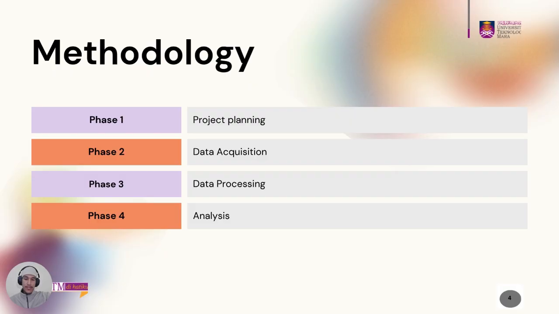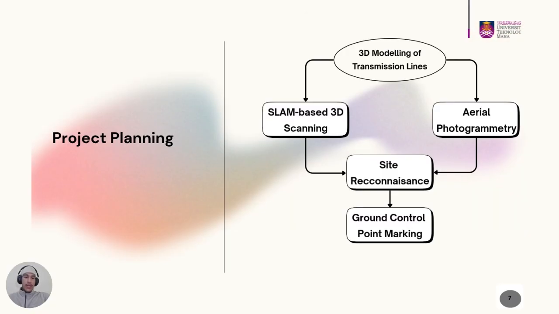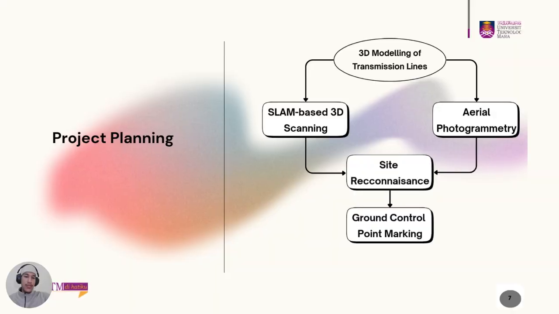The methodology of this research consists of four main phases. The first phase is project planning, where site reconnaissance, planning, and preparation activities were conducted. The second phase is data acquisition, where both ground-based SLAM scanning and aerial photogrammetry data were collected. The third phase involved data processing to generate usable 3D point cloud datasets. And lastly, the fourth phase focused on analyzing and evaluating the geometric differences between both datasets.